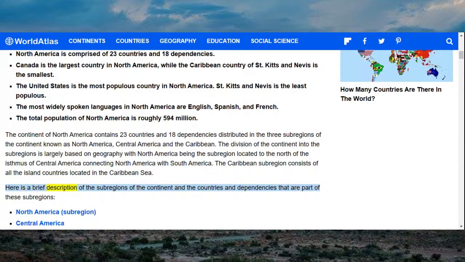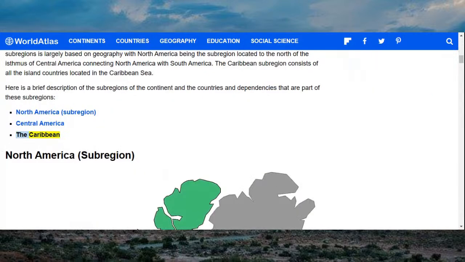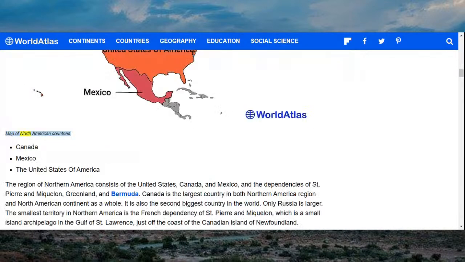Here is a brief description of the subregions of the continent and the countries and dependencies that are part of these subregions. North America, subregion. Central America. The Caribbean. North America, subregion. Map of North American countries. Canada. Mexico. The United States of America.